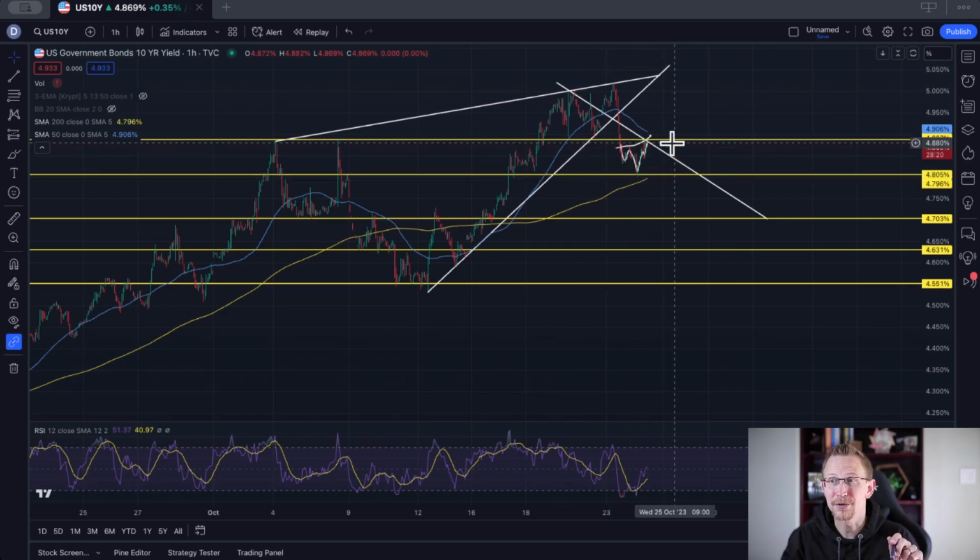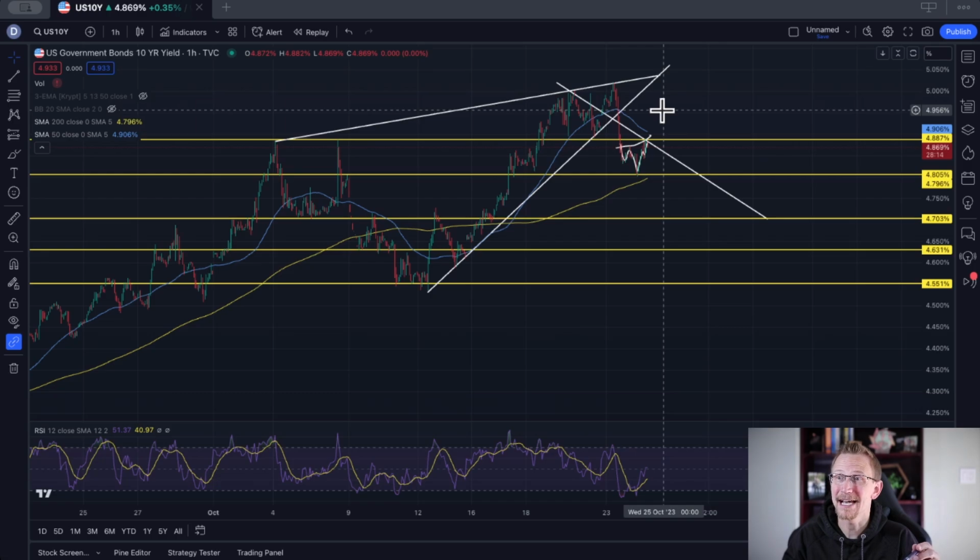Hopefully this inverse head and shoulders pattern doesn't pop out of there, because if it does pop to the upside, markets are likely going to sell off in light of that, especially as it heads back up for that 5% mark. Markets do not want to see a break above 5%. It gets pretty scary.